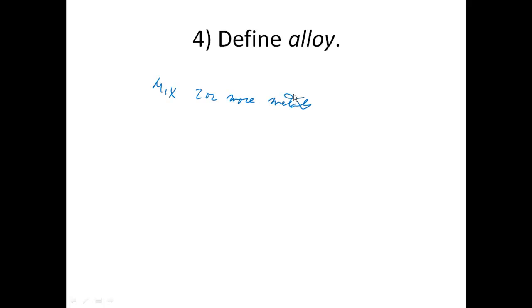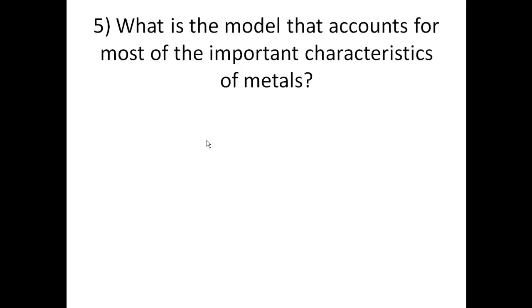So for example, we talked about one that was mainly tin, but there were other things in it as well. An alloy is a mixture, a solution, a solid solution of multiple metals put together. In other words, you can't see one or the other, you now just see a mixture of them. What is the model that accounts for the most important characteristics of metals? Well, again, that's the sea of electrons.